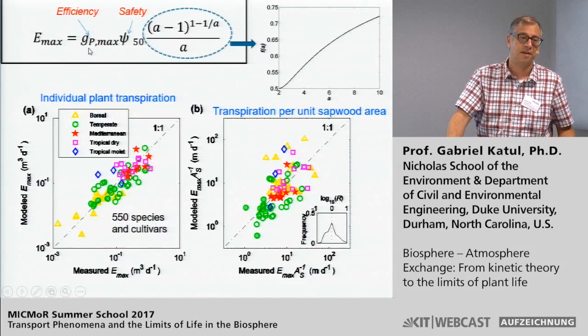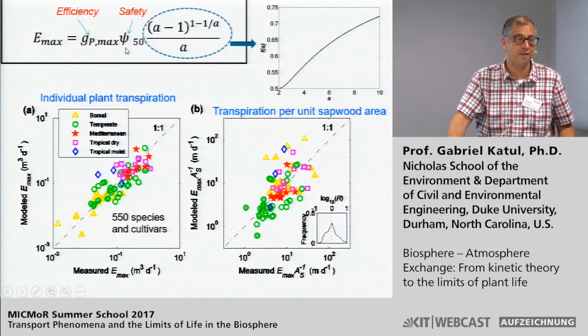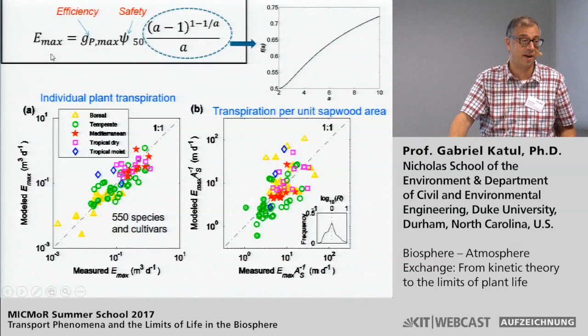Efficiency is encoded in the maximum conductance. Safety is encoded in psi 50. And it is their product, ironically, that dictates the maximum transpiration rate, as simple as this.